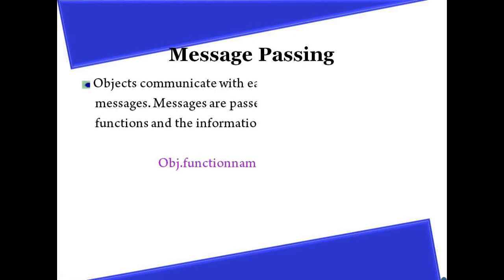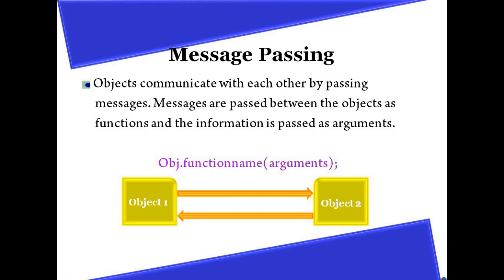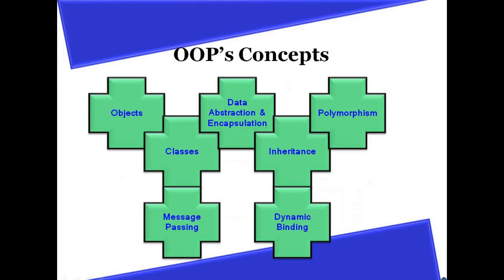Objects communicate with each other by passing messages. Messages are passed as functions and information is passed as arguments. Here is an example of how object 1 communicates with object 2 by sending a message. These are the concepts of OOPS, that is object-oriented programming.